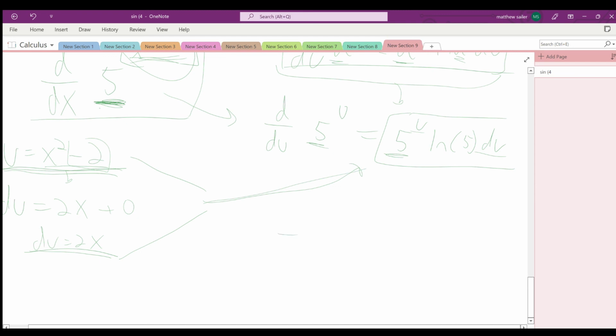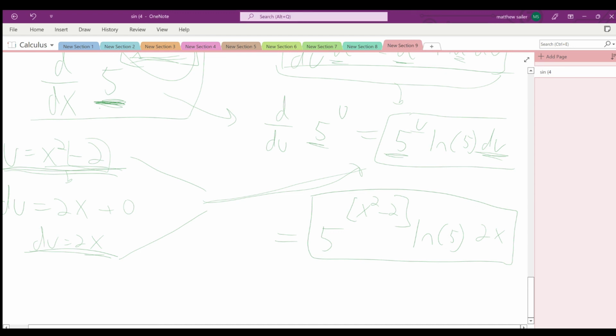So the answer that we end up getting is 5 to the u, which we said was x squared minus 2, times natural log of 5, times du, which we found to be 2x. And that is our answer. So using u substitution, if we have a derivative rule that we find and can match up with the derivative we're taking, it becomes a relatively simple process to use the chain rule and find the derivative.